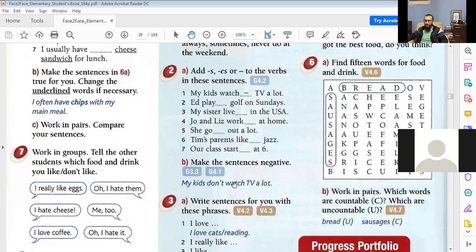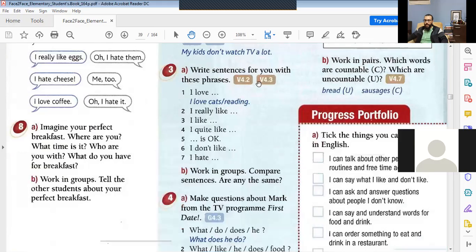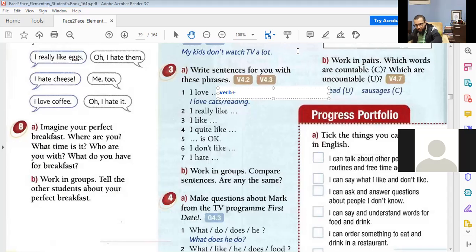Okay. Let's take a look at number 3 here. Remember when we talked about this rule, I love, I like, I don't like. You can answer using only 2 things: verb plus ing, or a noun. These are the only answers you can use. You cannot say I love eat, no, I love eating. You can't say I love dance, I love dancing.